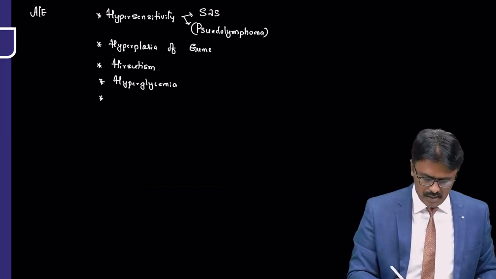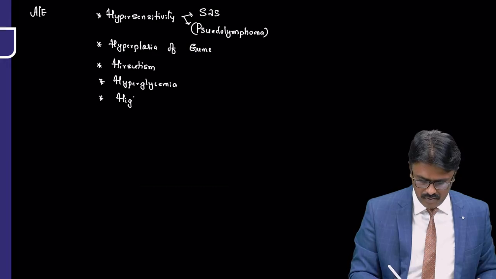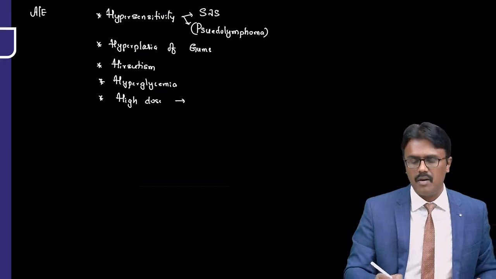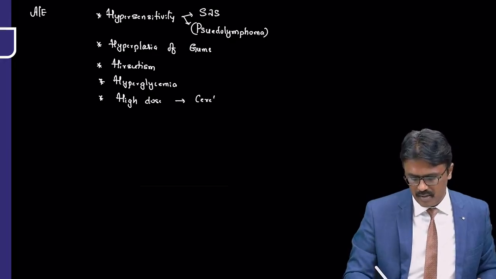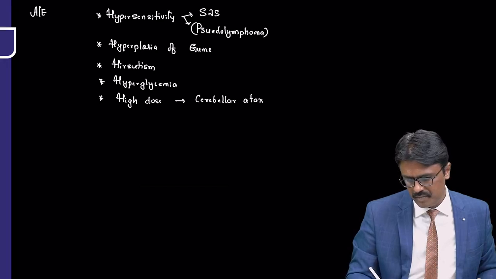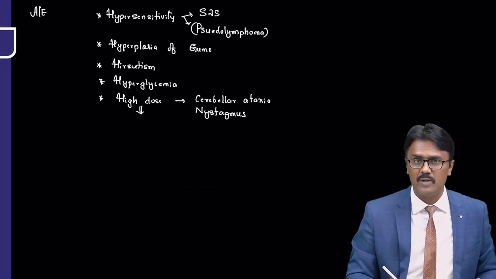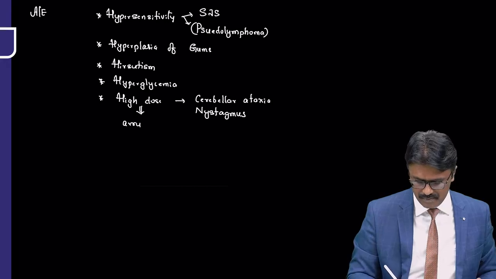Now if you use the drug at high dose, it can cause a cerebellar problem, that is cerebellar ataxia, and it can cause nystagmus. And at high dose, when you push IV, I told you it can also lead to arrhythmias.